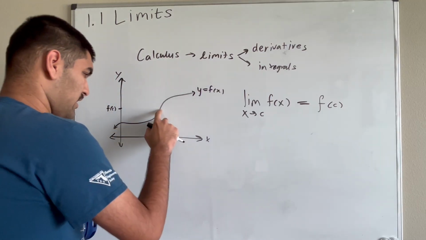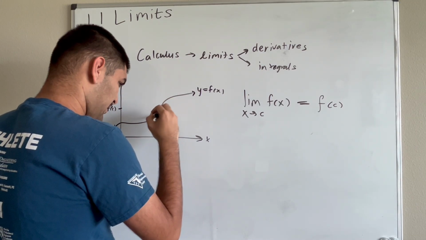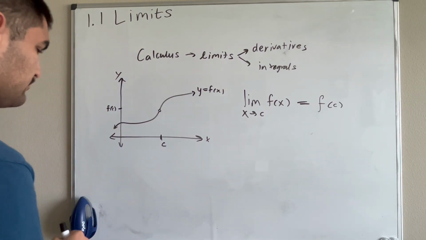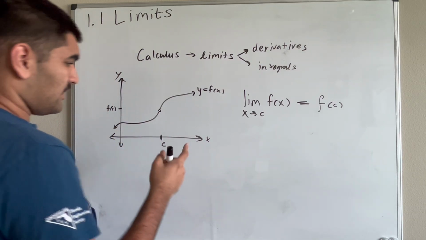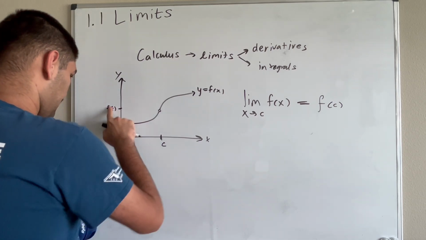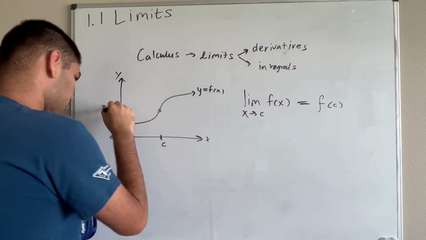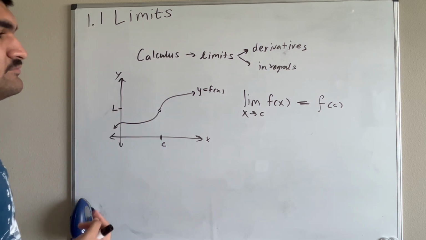So for example, if here, instead of being continuous, there was a point discontinuity right there, right? Then the thing is, this is no longer f of C, right? Because f of C is not defined. So we'll just call this some value L, right?